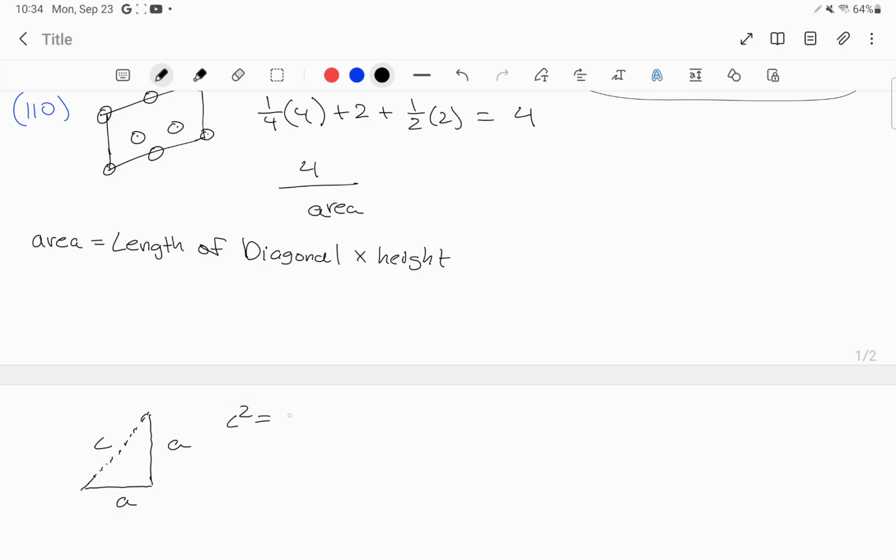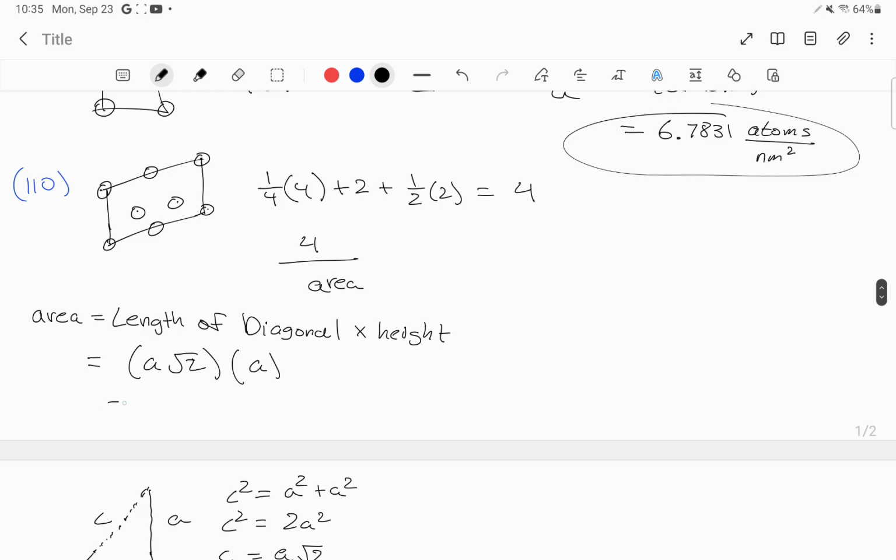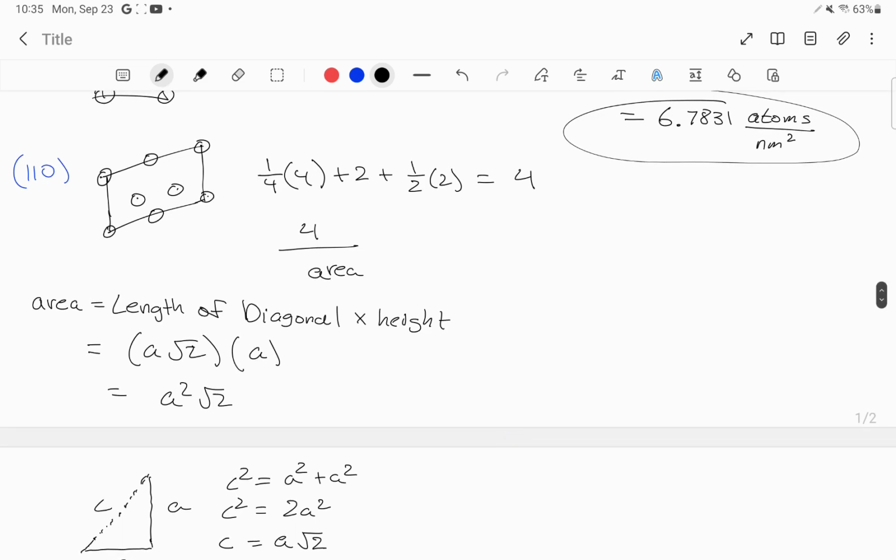So using the Pythagorean theorem, we have C squared is equal to A squared plus A squared. So then we have C squared is equal to 2A squared, and then taking the square root of both sides, we would have A square root of 2. So that is going to be the length of the diagonal, right? So for our area, we're going to have A square root of 2 times the height. And what is the height? Well, the height is just from one corner of the atom to the other. So that's just going to be times A. So the area is going to end up being A squared square root of 2.